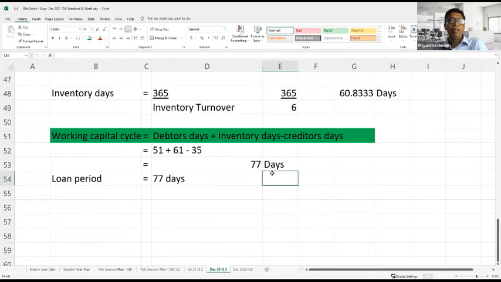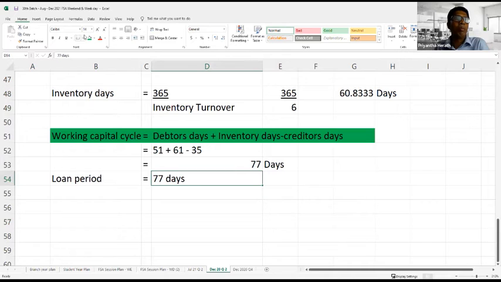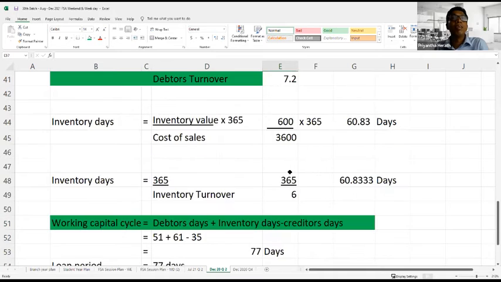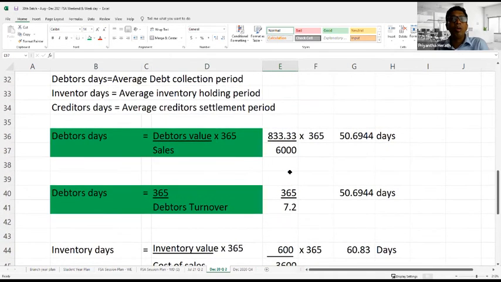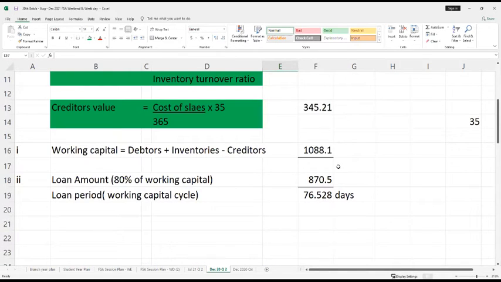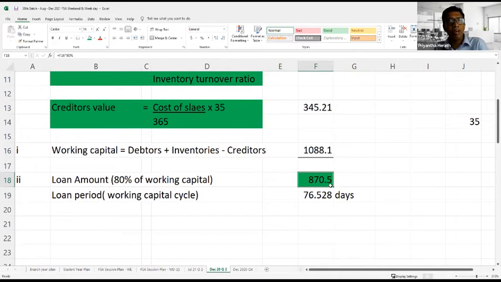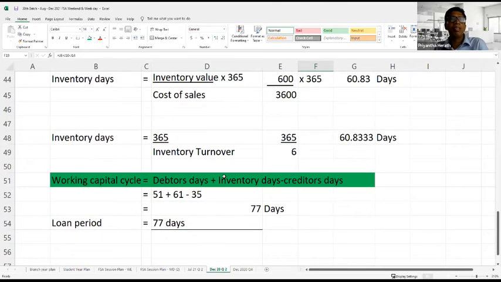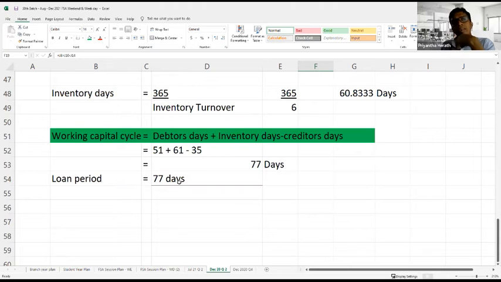Right. So the loan amount we estimated is also part of the answer. Loan period or loan tenure, and the loan amount, how much? We estimated it is 870. Yes, so there are two answers in this question. The loan amount is 870, and the loan period is 76.52, let's say 77 days roughly. Okay, back to the paper.